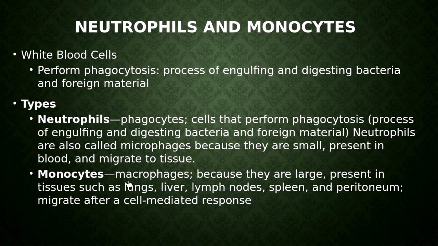White blood cells perform phagocytosis. That's a process of engulfing and digesting bacteria or foreign material. That's what the white blood cells count do. So when the patient has an infection, that's why you have more white blood cells producing, is because they're trying to gobble up that infection.